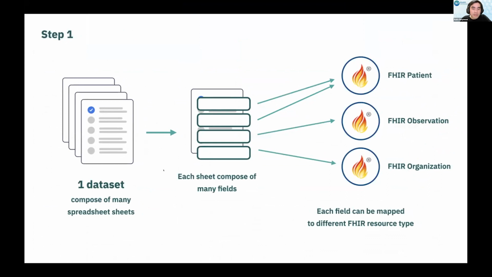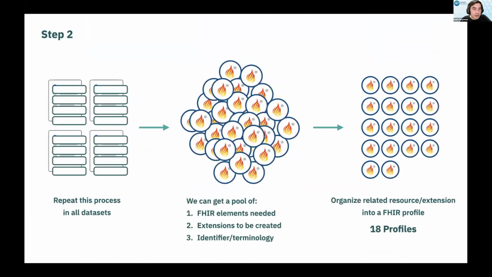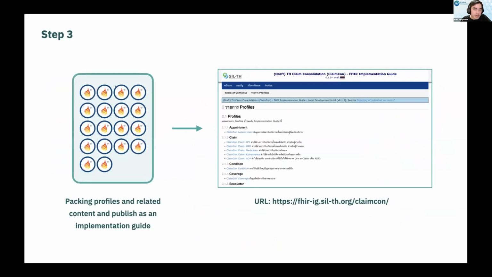So we map every element into a FHIR resource and resource type, and then we do this in all 5 data sets. After this, we got the pool of FHIR elements that we need to use, the extensions that need to be created, and also the identifiers and terminology artifacts that we have to use. After that, we organize it into profiles and extensions, and we have 18 profiles. And we pack it into an implementation guide and publish it at this website.